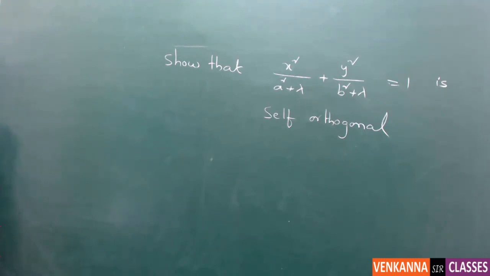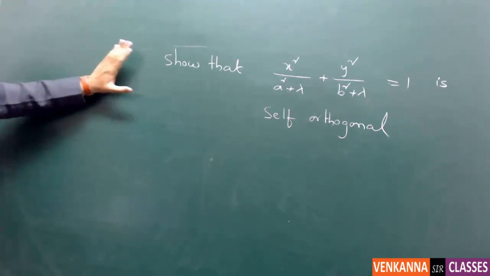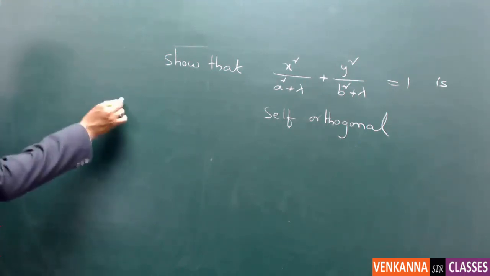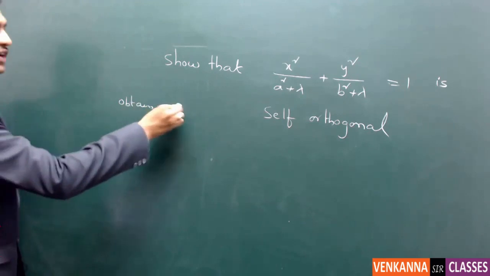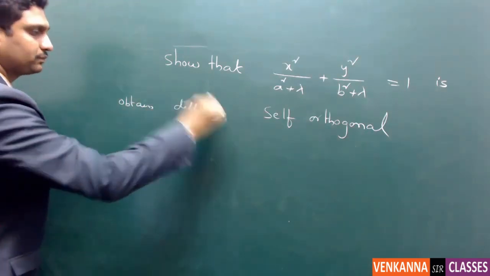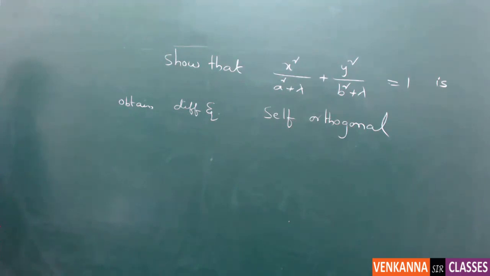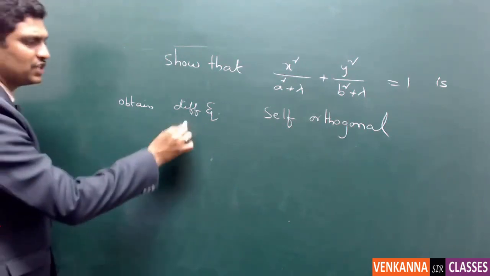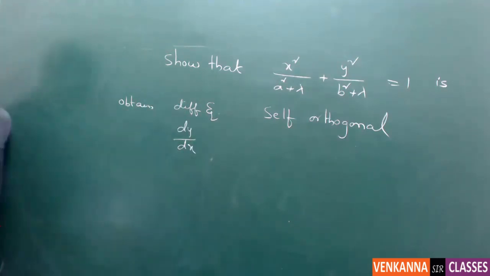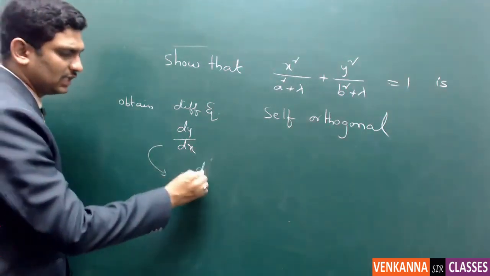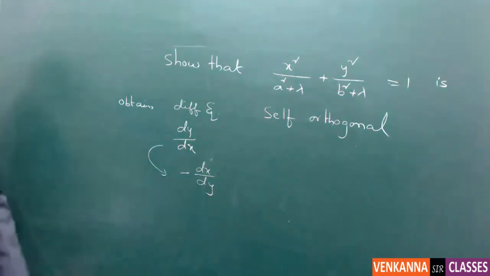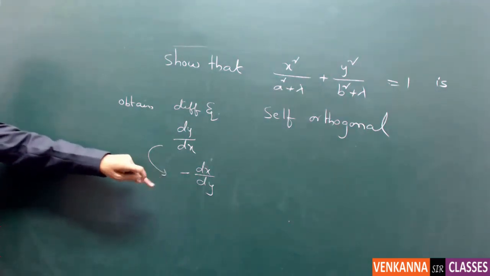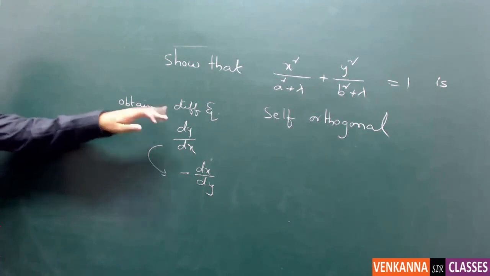So, how to prove that the given system is self-orthogonal? The procedure is, we have to eliminate the parameter first and obtain the differential equation. So, obviously, it contains the differential dy by dx. Now, on replacing dy by dx with minus dx by dy, the differential equation which you have obtained earlier will come again.